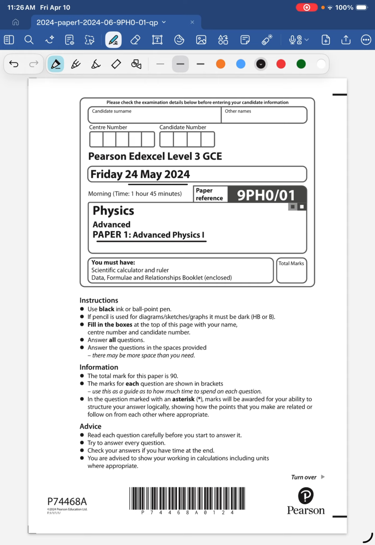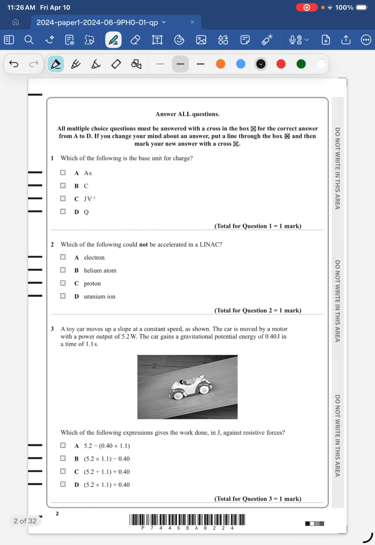Okay. In these tests, you have an hour and 45 minutes. So the general rule I always say in all my videos is to spend about a minute per mark. So if the question awards 10 marks, it should take you about 10 minutes and so on. Okay. Let's start with the multiple choice part of the paper.